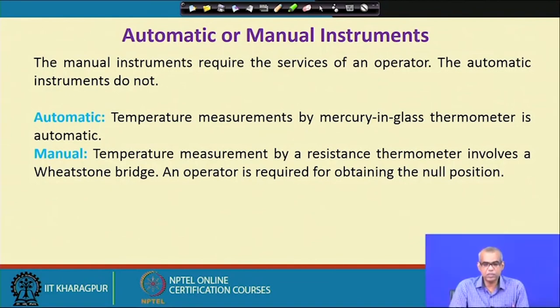Finally, we can also classify instruments on the basis of automatic or manual instruments. The manual instruments require the service of an operator. The automatic instruments do not require the service of an operator. Let us say temperature measurement by mercury in glass thermometer is an automatic instrument because it does not require any service of the operator. You just have to put the thermometer in contact with the medium whose temperature we are measuring. Temperature will be indicated by the position of the mercury in the scale.